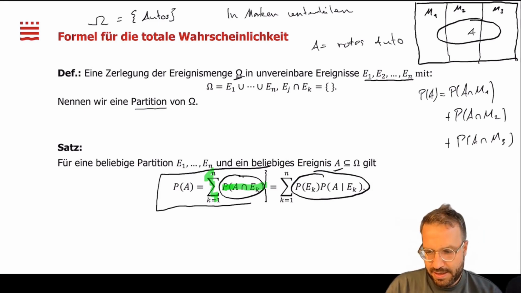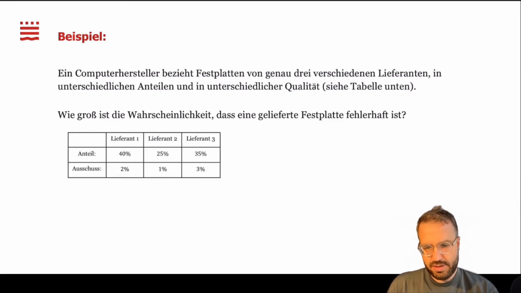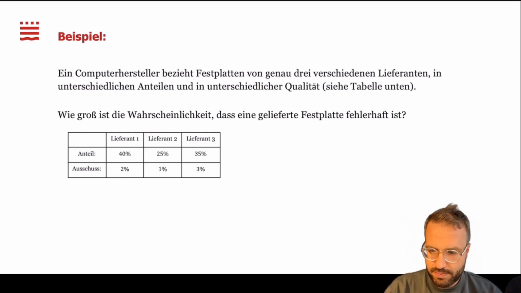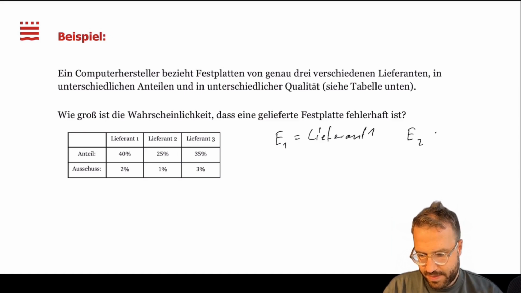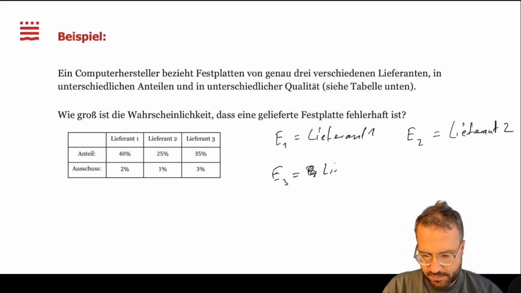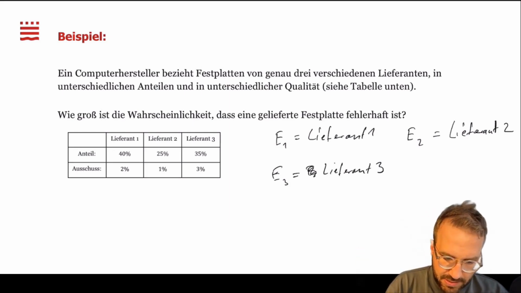And now we will provide an example that goes in a very similar direction. We have a computer manufacturer that sources hard drives from 3 different suppliers in varying proportions and of different quality. And this table describes what we have here now. And now we can already see that E1 is the first supplier, and E2 is then the second supplier, and E3 is the event, supplier 3. And we see that these events have probabilities of 40%, 25%, and 35%.